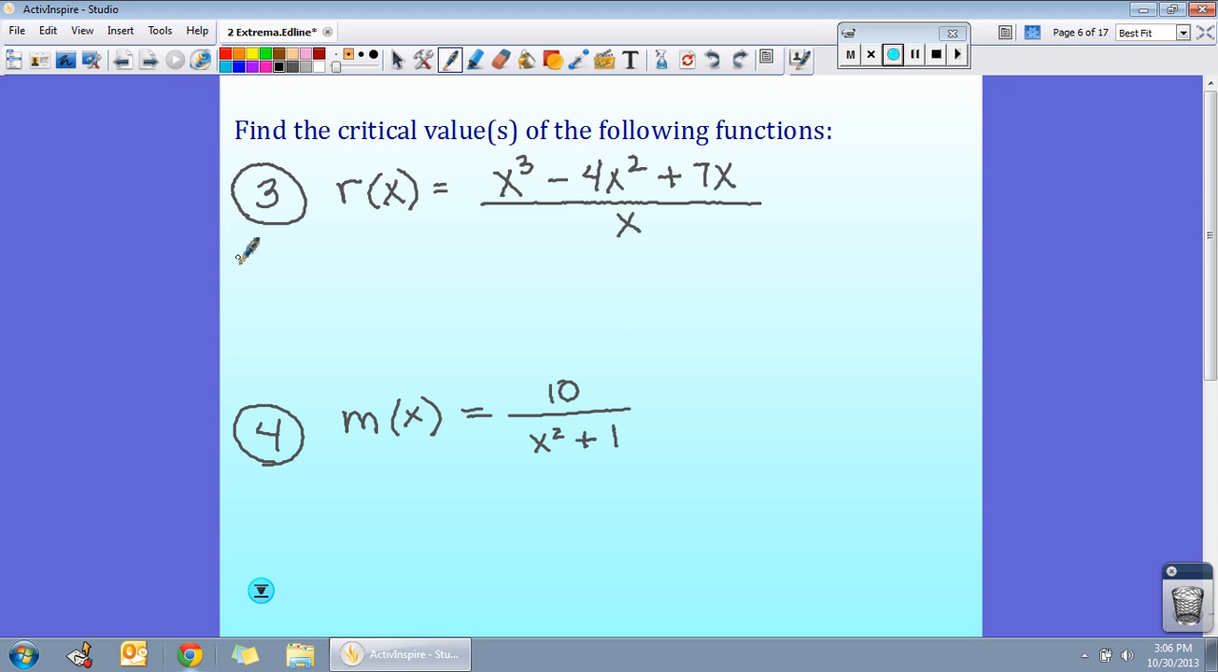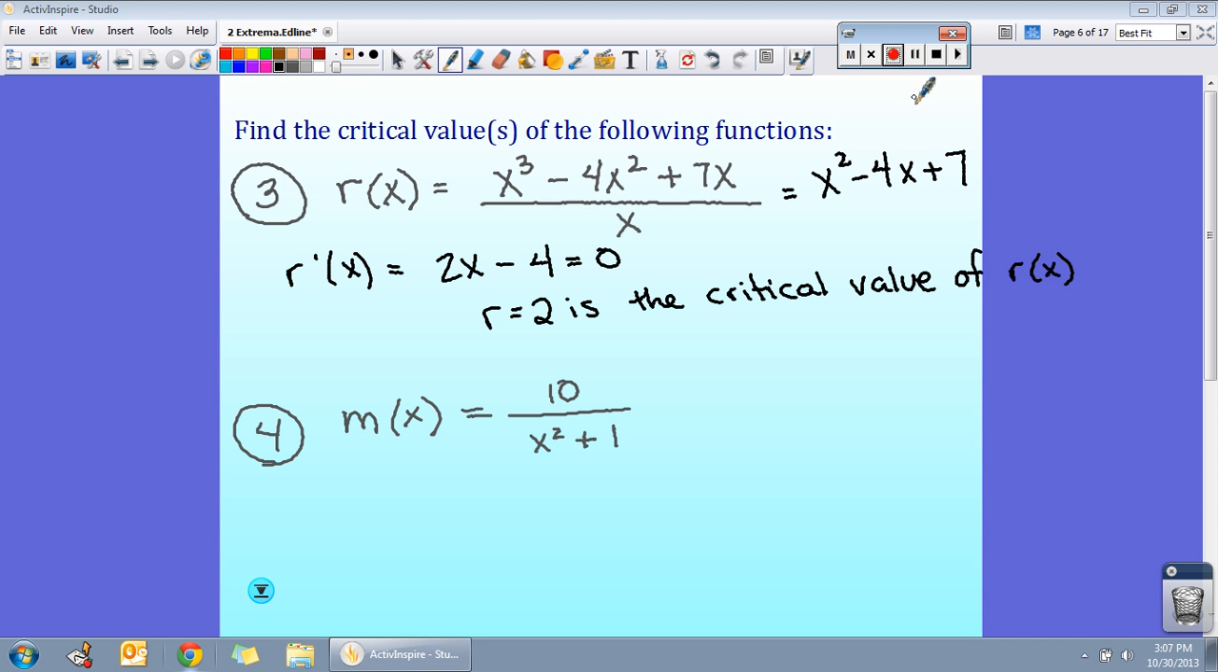Alright, pause the video here to try number 3. Unpause when you need a hint or you want to check your answer. First hint is try rewriting the function so that it's in more simplified form, like this. Now try taking the derivative. Now set the derivative equal to 0 and solve for x.